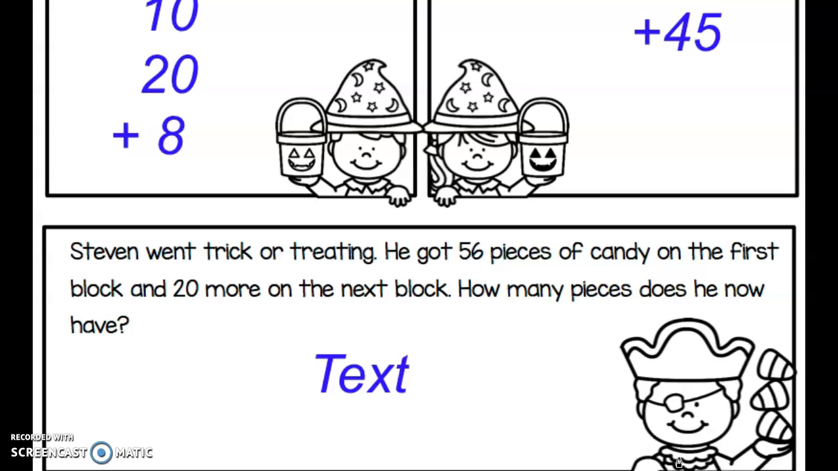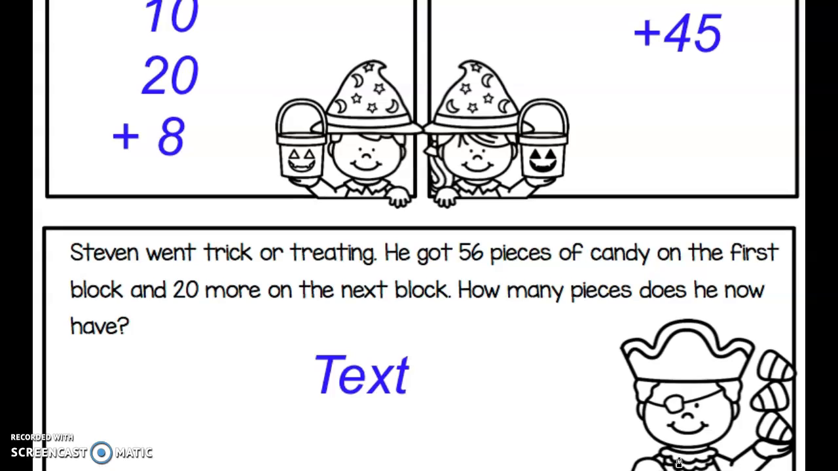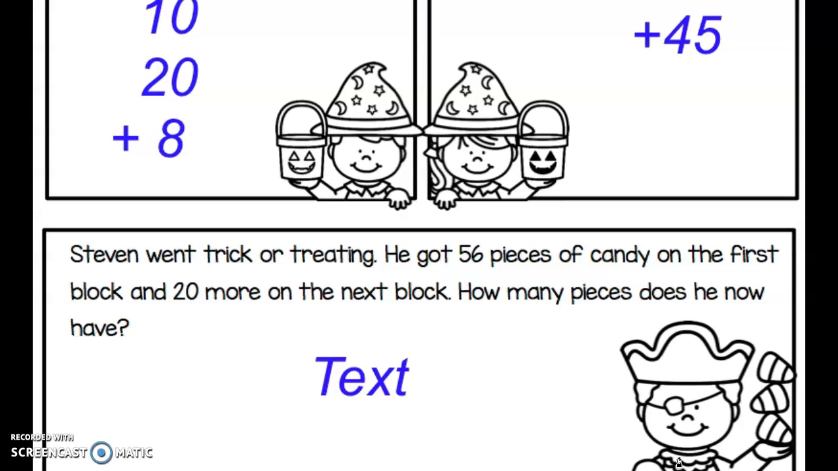So for this one, I want you to write your own equation, stacking them carefully. You're going to stack 56, and right underneath, you're going to put 20. Add the ones and add the tens. Let's see your great math.